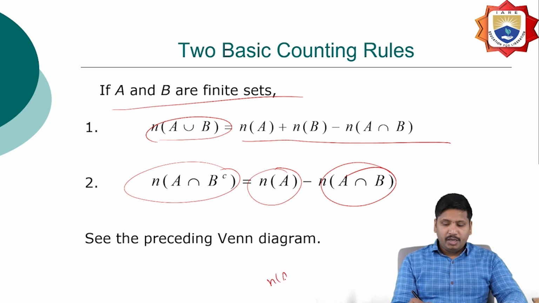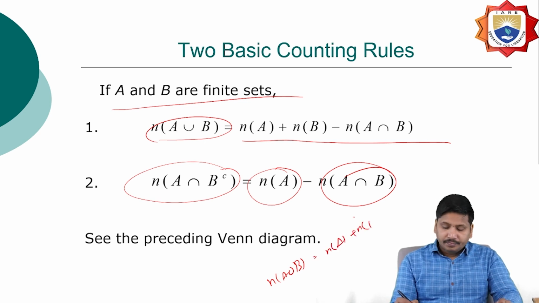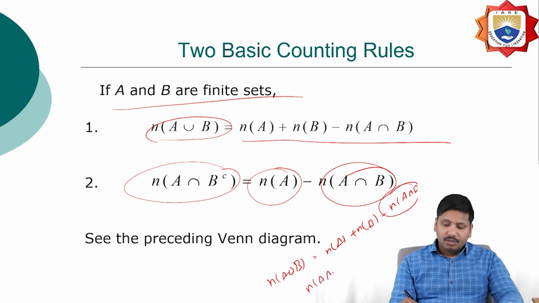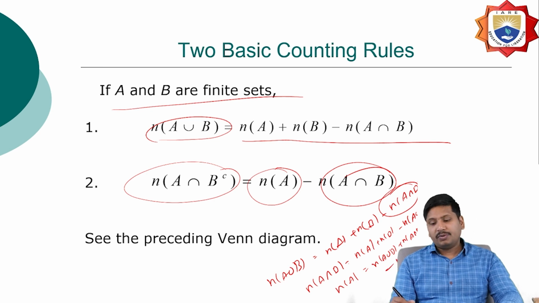n of A union B is equal to n of A plus n of B minus n of A intersection B. Similarly, how can I obtain n of A intersection B? n of A intersection B is equal to n of A plus n of B minus n of A union B. How can I obtain n of A? n of A is equal to n of A union B plus n of A intersection B minus n of B. So from this equation itself I can extract all the other equations as well.